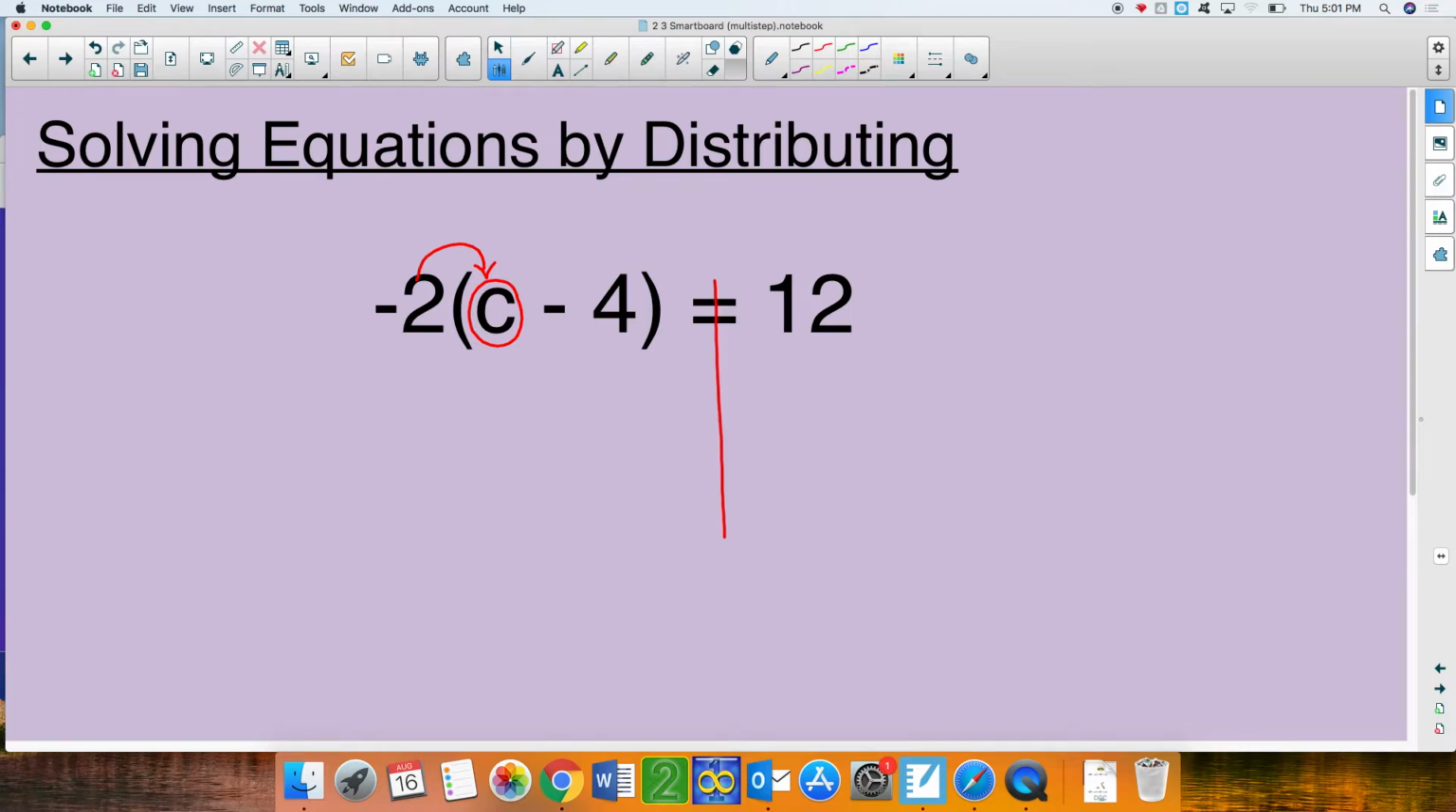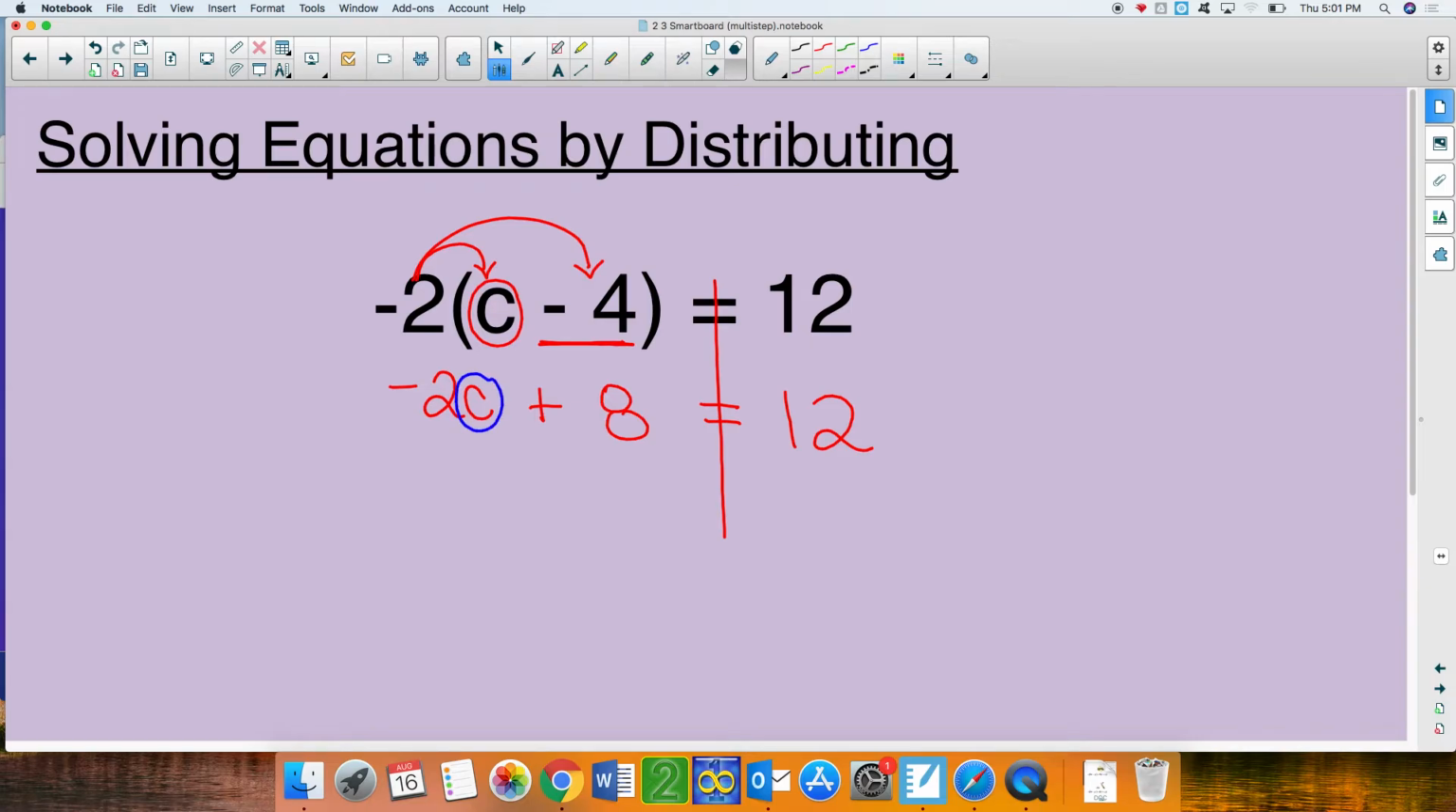So we're going to take negative 2 times C, which is negative 2C, and then remember this negative sign goes with that 4: negative 2 times negative 4 is a positive 8. Bring down your equal sign, and bring down your 12. And remember that after you distribute, when we did that in 1.5, your parentheses go away. Now I can circle this C.